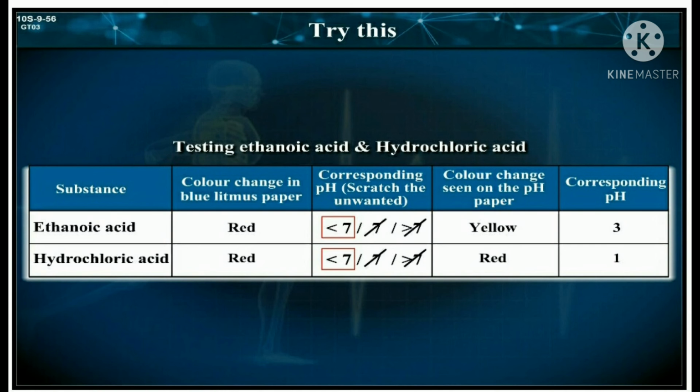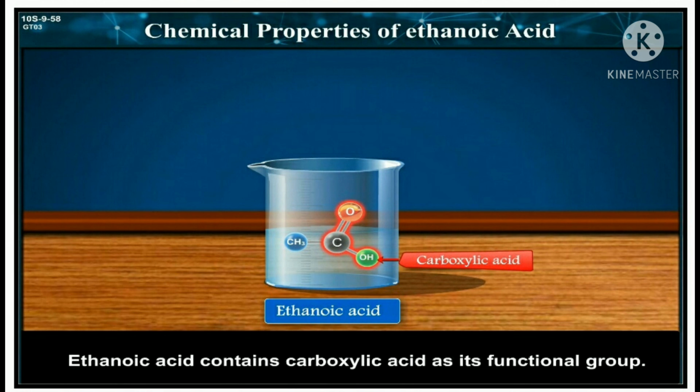In case of hydrochloric acid, the color change in blue litmus paper is red, the corresponding pH is less than 7, the color change seen on the pH paper is red, and the corresponding pH is 1. Now we'll discuss the chemical properties of ethanoic acid.